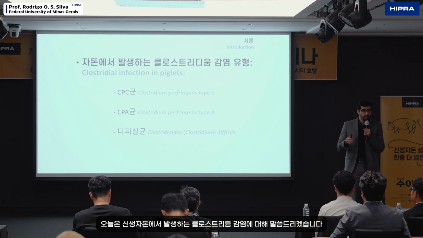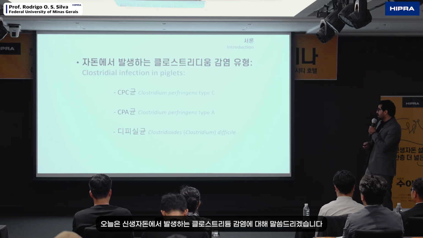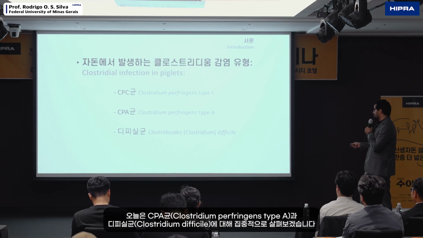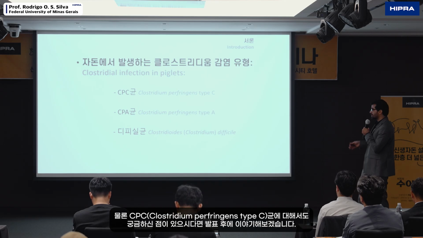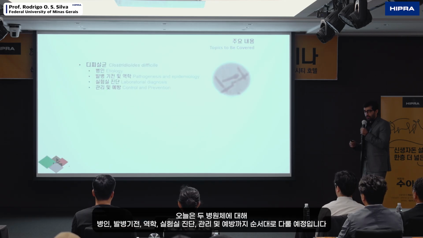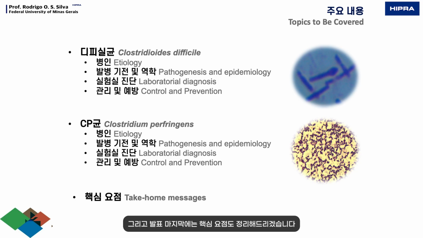Okay, so today we are going to talk about Clostridium perfringens infection in neonatal piglets. We have 3 main pathogens here, but we are going to talk more about Clostridium perfringens type A and Clostridium difficile. And of course, if you have any questions about Clostridium perfringens type C, we can discuss later. For these 2 pathogens, we're going to cover etiology, pathogenesis and epidemiology, laboratory diagnosis, which is quite a challenge, control and prevention, and in the end I will leave you with some take-home messages.